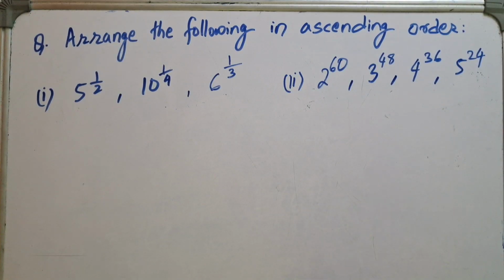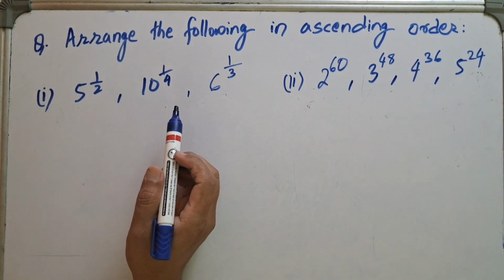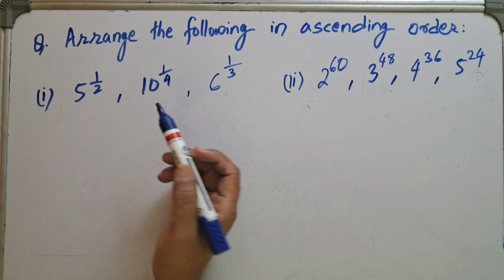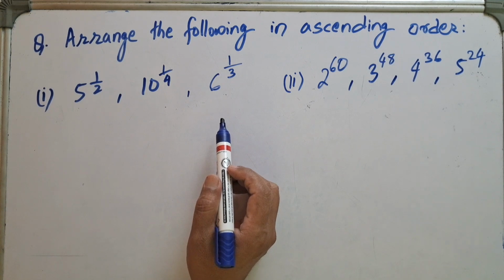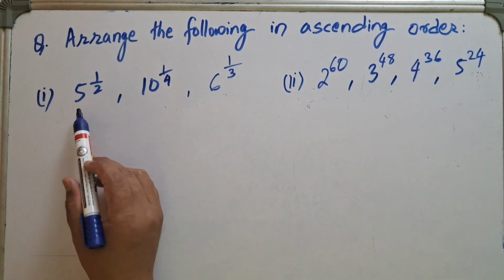Hello students, today we shall learn to arrange these numbers in ascending order. Ascending order means we write the smallest number first, then the bigger one, and the biggest one at the last. So we have two questions.